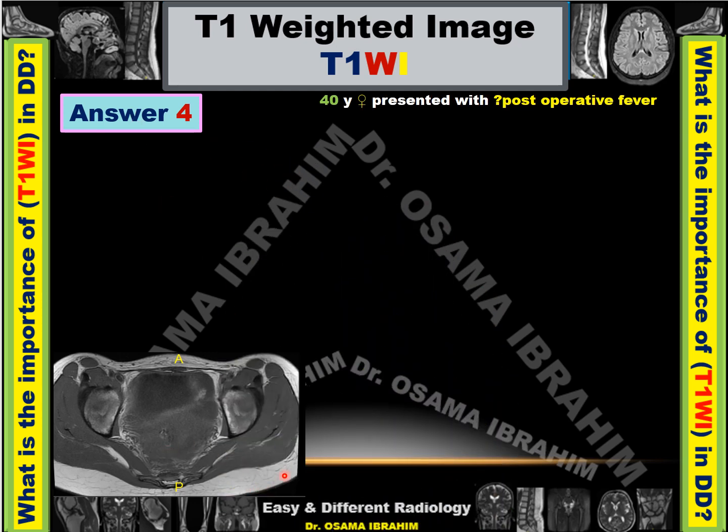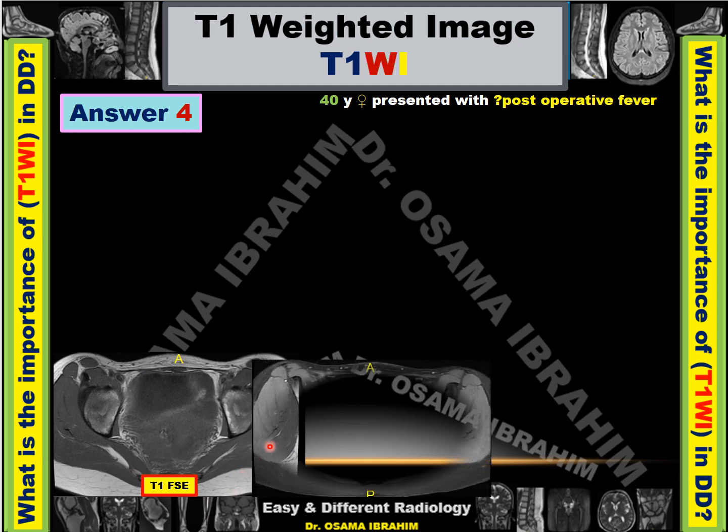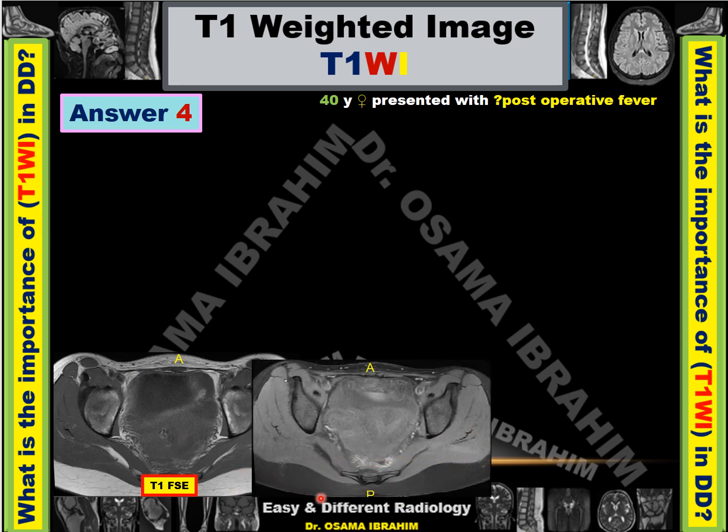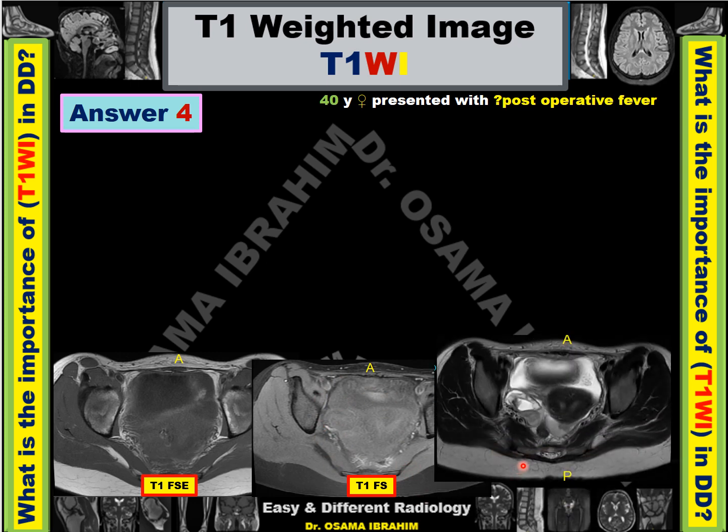So this is T1 fast spin echo showing a low signal lesion, and the subcutaneous fat is suppressed while the urinary bladder is still low signal. This is the T1 fat suppression sequence, which also shows no change in the signal of the lesion. However, here the subcutaneous fat is bright and the fluid in the urinary bladder is bright, so this is the T2 weighted image.